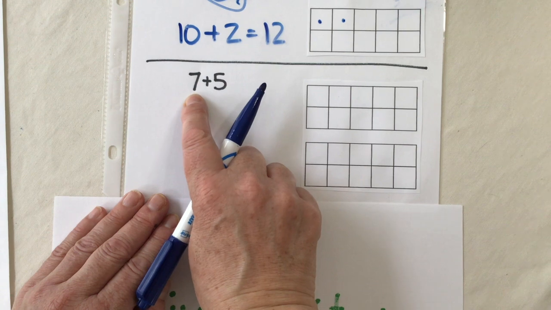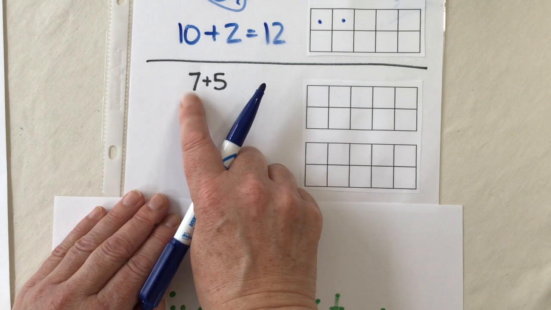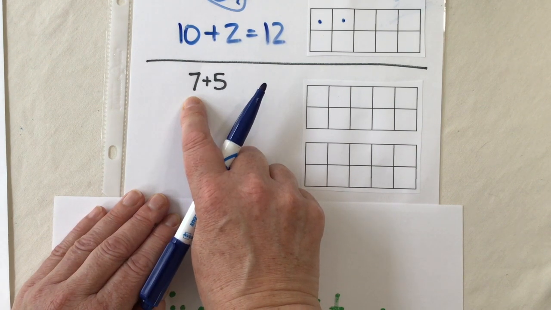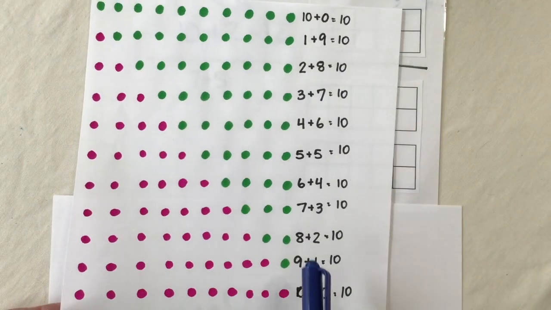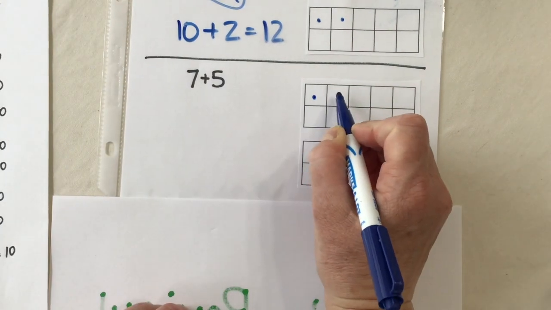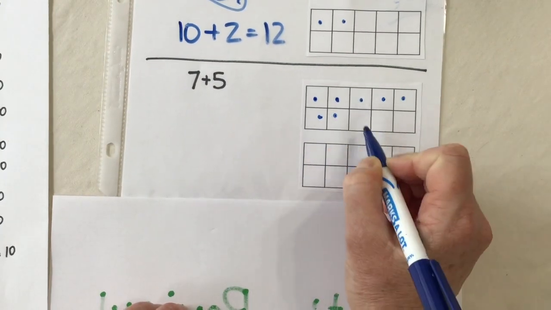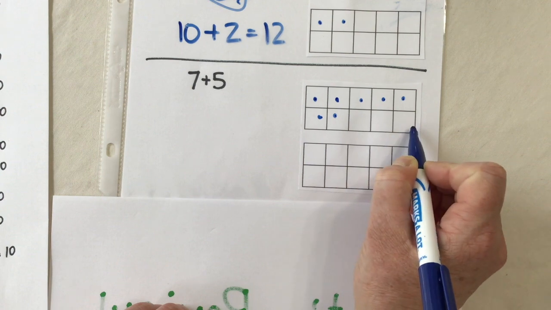So we look at the bigger number, 7. What does 7 need to make a 10? I could check my chart. I could check my tens frame. 1, 2, 3, 4, 5, 6, 7. This is how many I need.